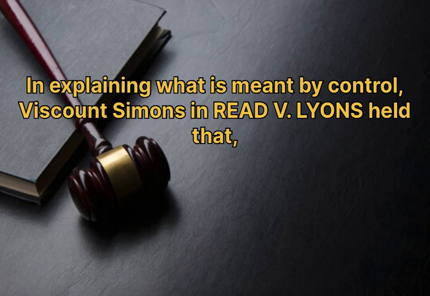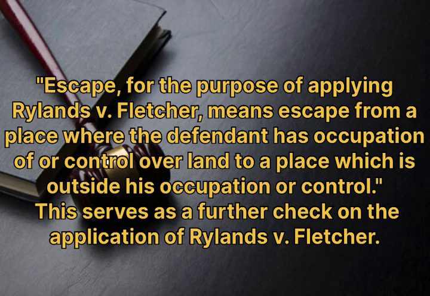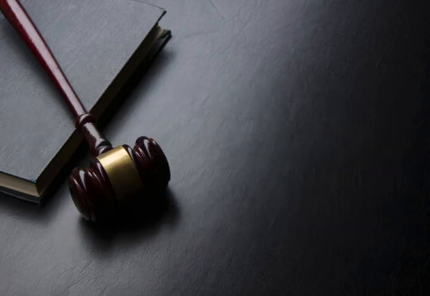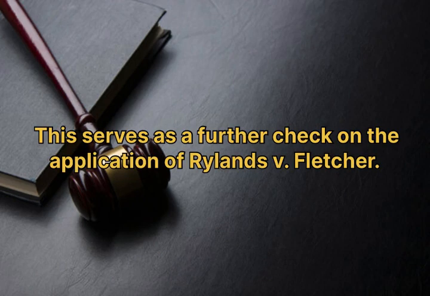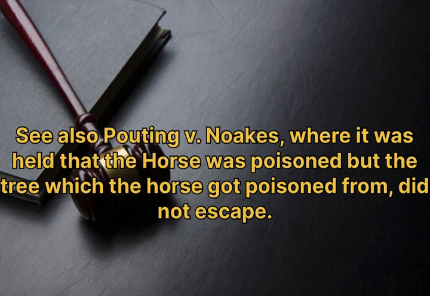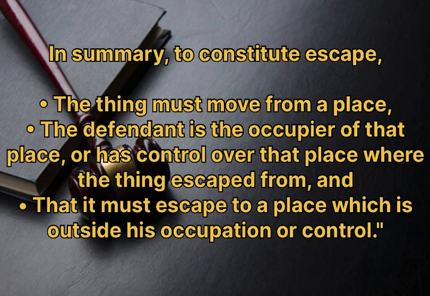In explaining what is meant by escape, Viscount Simonds in Read and Lyons held that escape, for the purpose of applying Rylands and Fletcher, means escape from a place where the defendant has occupation of or control over land to a place which is outside his occupation or control. This serves as a further check on the application of Rylands and Fletcher. See also Ponting and Noakes, where it was held that the horse was poisoned, but the tree which the horse got poisoned from did not escape. In summary, to constitute escape, the thing must move from a place of which the defendant is the occupier or has control, and it must escape to a place which is outside his occupation or control.